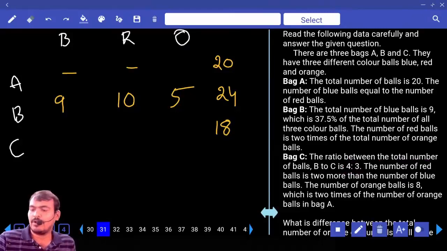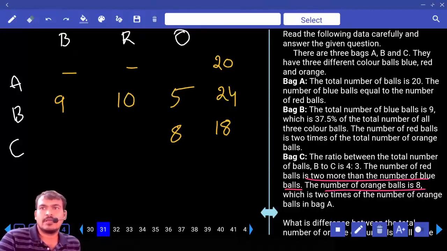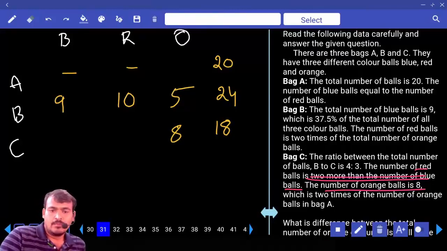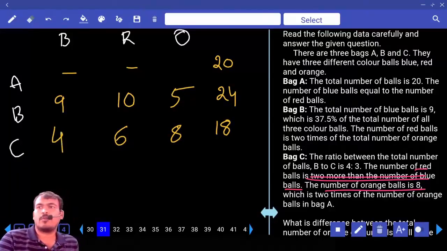The number of red balls is 2 more than the number of blue balls. But the number of orange balls is how much? 8. Out of 18, 8 are orange, means the remaining balls are 10 balls. The 10 balls are equal to which? Blue and red. And one more condition: red compared to blue, how many balls are more? 2 more. Means red balls are 6, blue balls are 4. 4 plus 6 is how much? 10. Difference is 2.